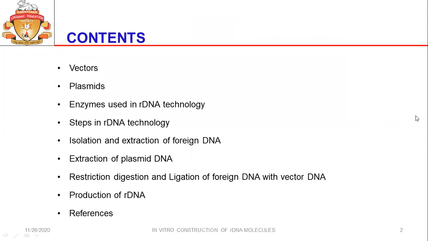In this session, I'm going to cover the topics vectors, plasmids, the enzymes used in the recombinant DNA technology, the steps in recombinant DNA technology, isolation and extraction of foreign DNA, then the extraction of plasmid DNA from bacteria or any other cell, then restriction digestion and ligation of foreign DNA with the vector DNA, and finally the production of recombinant DNA molecule.